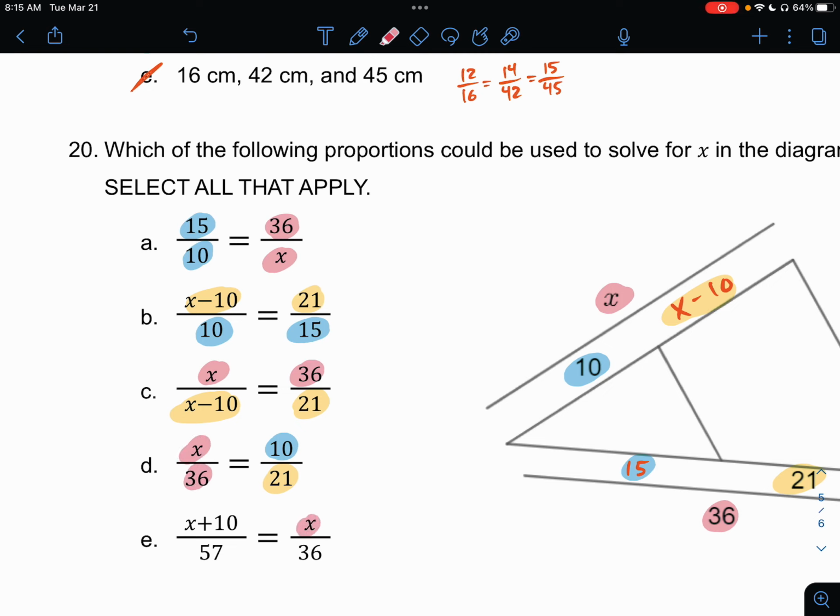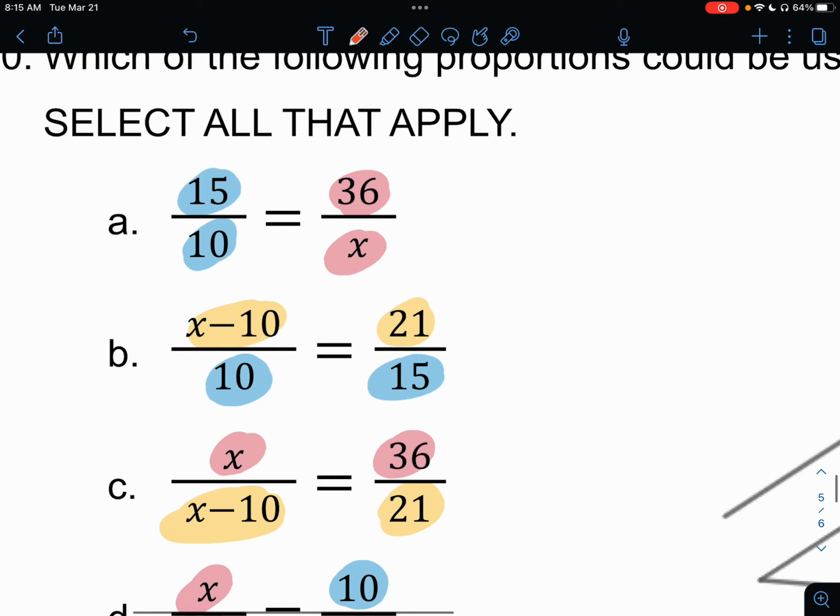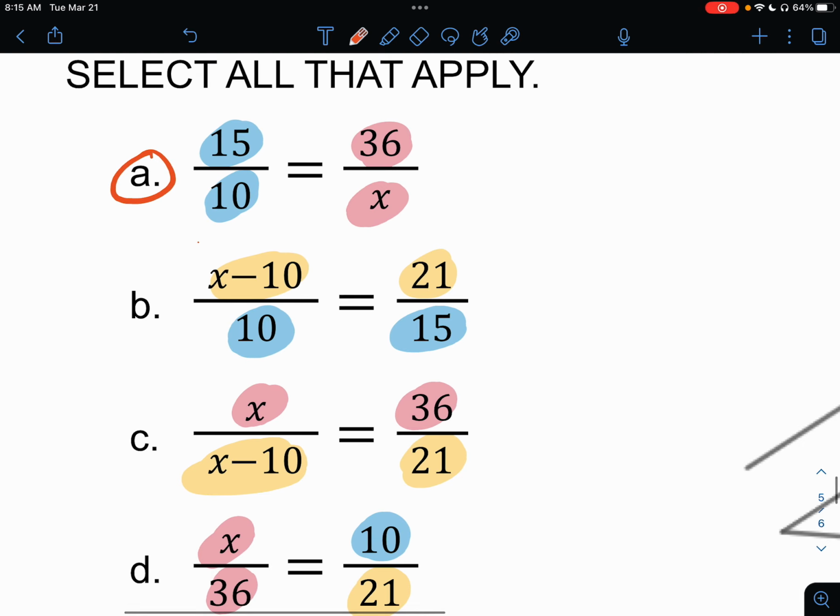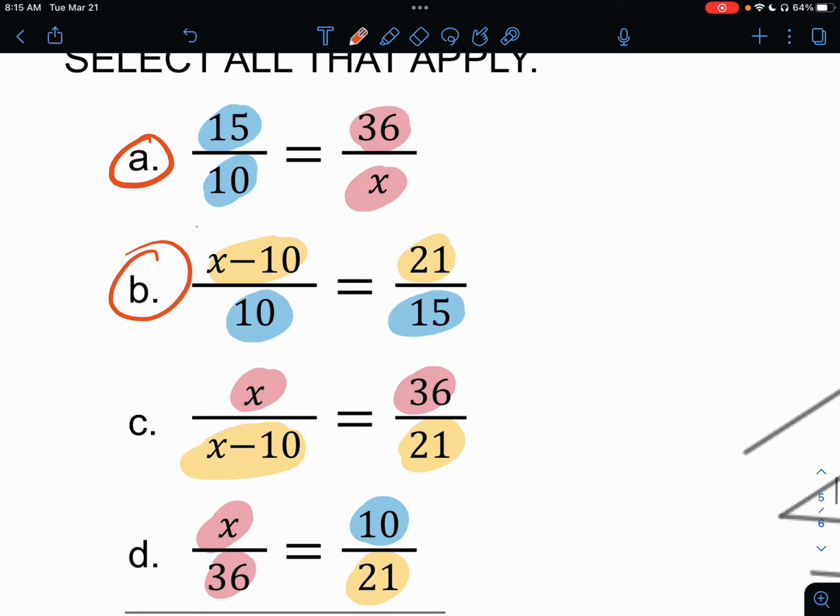All right, so now that I've highlighted it, looking at the options, I see A. Well, A has blue over blue, red over red. That's fine. I'm allowed to have that. Blue over blue, red over red. B, yellow over blue, yellow over blue. That works just fine. I can do that. C, red over yellow, red over yellow. I'm allowed to do that.